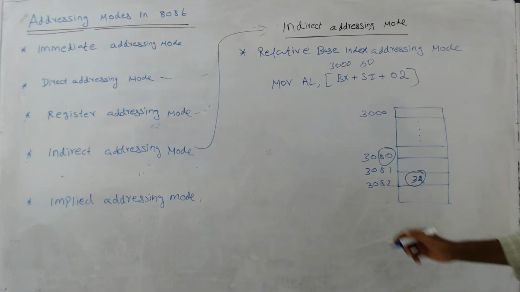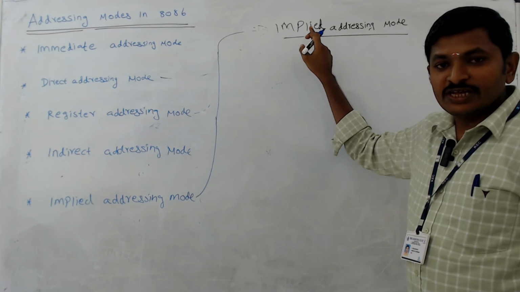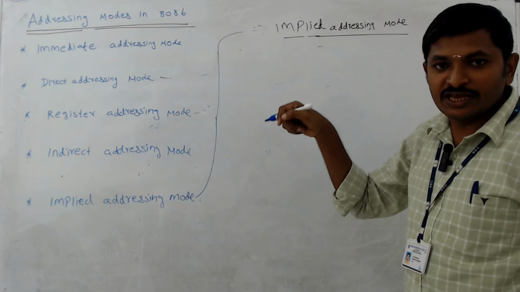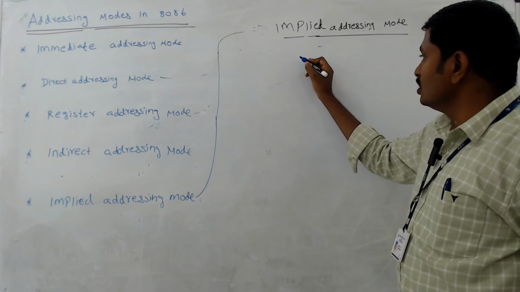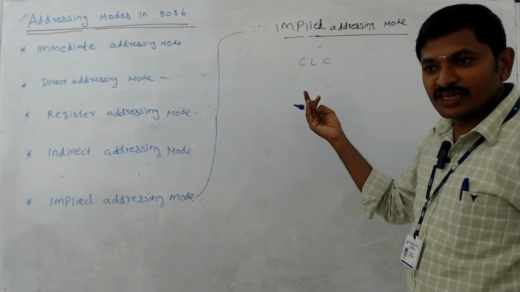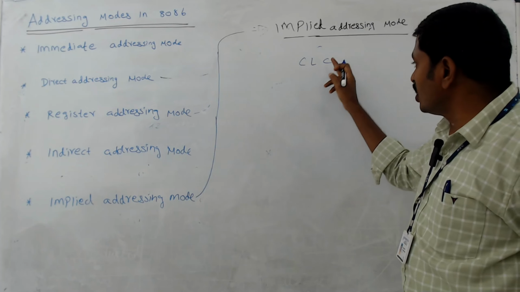The last one is the implied addressing mode. The implied addressing mode is nothing but the instruction itself, where the operand is implied. For example, CLC, clear carry. So there is no memory, there is no register, there is no address available. The operand itself is implied.